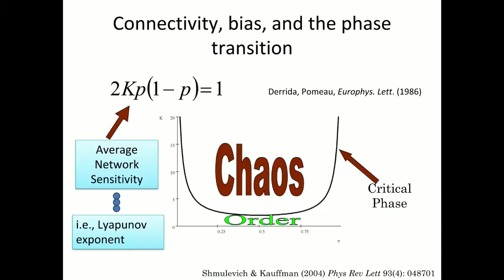So if you are above this curve, where it's equal to 1, you have chaotic behavior, and I'll explain what that means. If you're below the curve, you have ordered behavior. And if you're exactly on the curve, you're right between order and chaos. And that's the critical phase transition curve. It also turns out to be the Lyapunov exponent, the same one that we know and love for continuous dynamical systems. This is the Lyapunov exponent for discrete dynamical systems, or Boolean networks in this case.